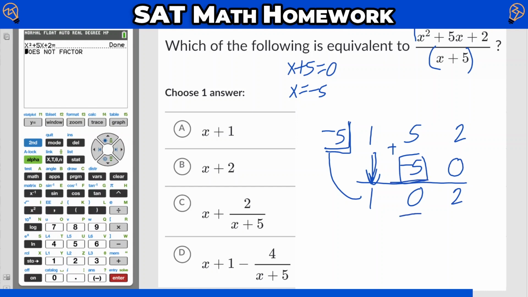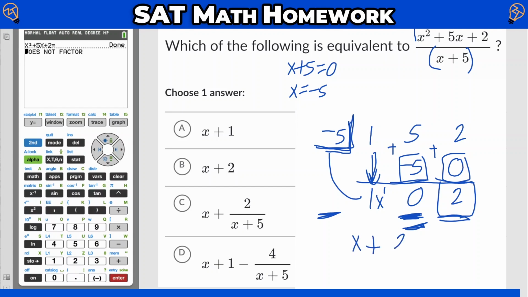So it's consistently bring down the first term, then multiply to get this one, add to get this one, then we reset. Multiply this with this, put it here, and then add. And then once you get this last term, this is the remainder. It goes remainder, constant, x to the first, and then this would have been x to the second, etc. if it kept going. So our answer is 1x plus 0 plus a remainder of 2 still over the divisor.